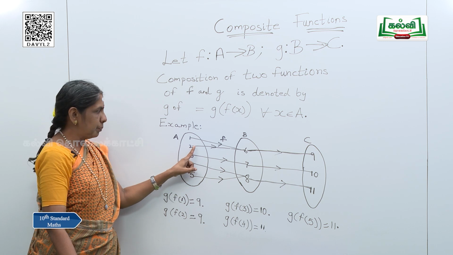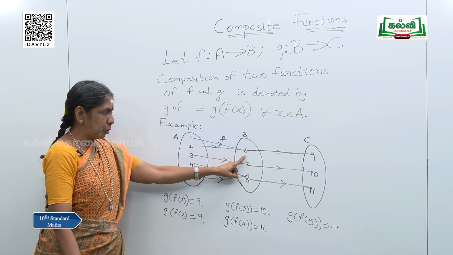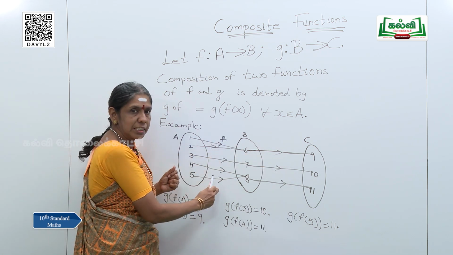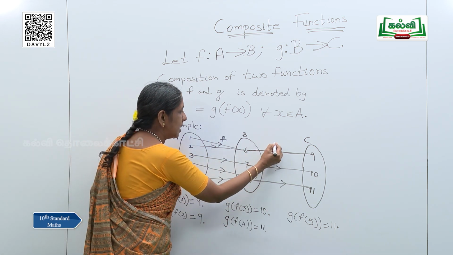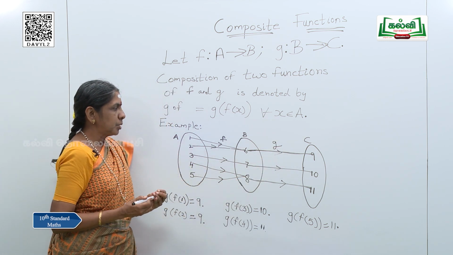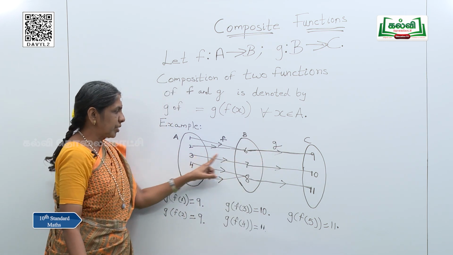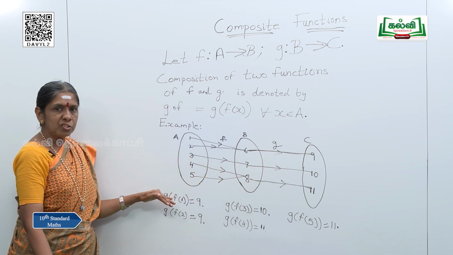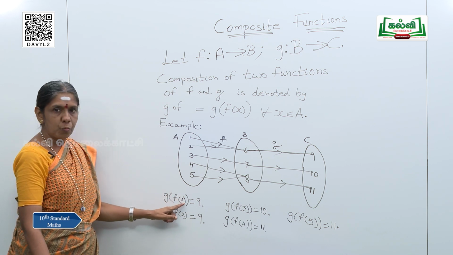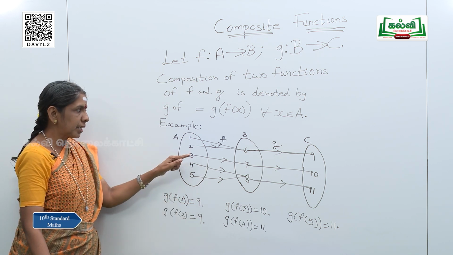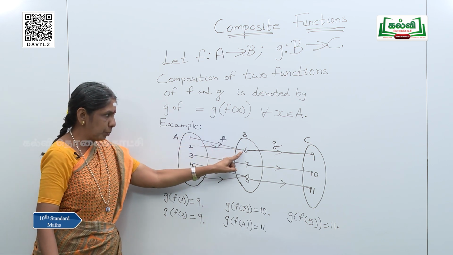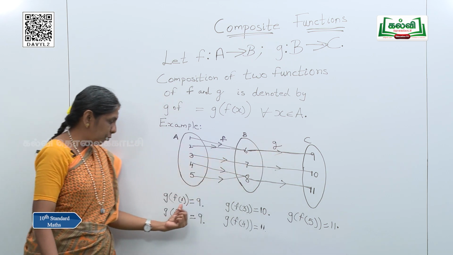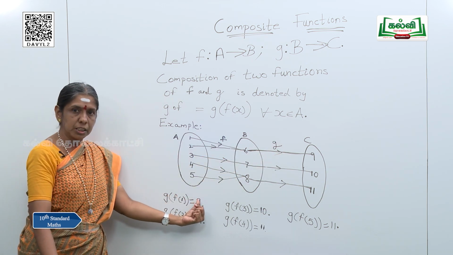Let me take another example. In f, 2 is mapped to 6. We call this function f and we call this function g. 6 is mapped to 9 and then 3 is mapped to 7 and 7 is mapped to 10 and so on. So, now coming to the first mapping, g of f of 1 is equal to 9. How do you get 9? Because 1 is mapped to 6 and where is 6 mapped? 6 is mapped to 9. Therefore, g of f of 1 is equal to 9.